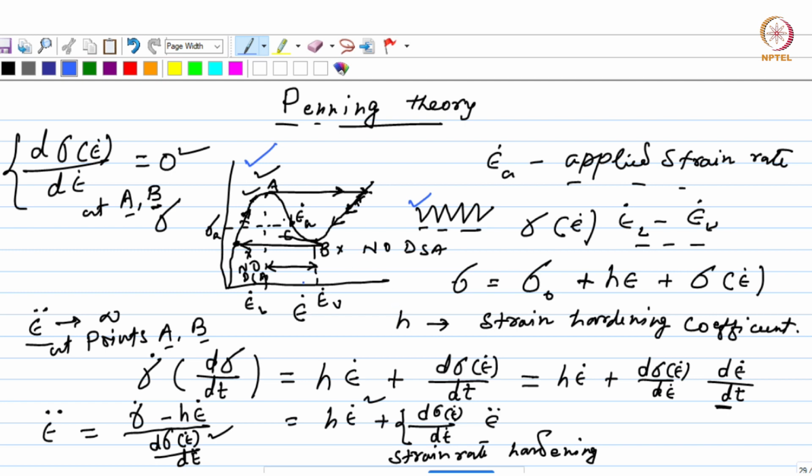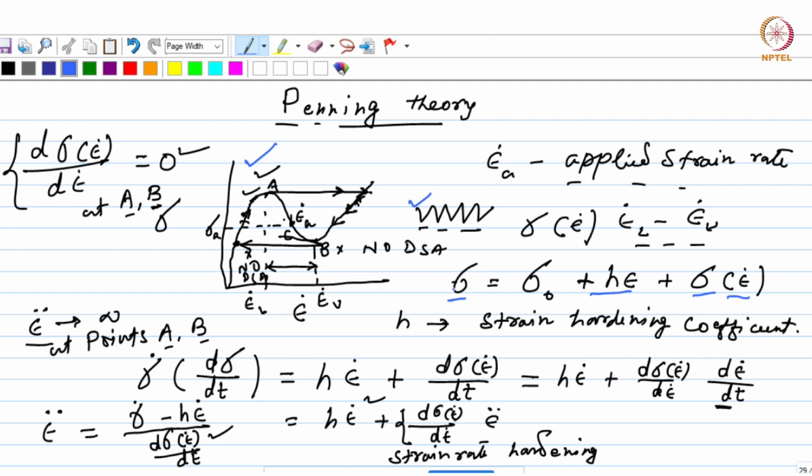Okay, so what he said is that first of all, you can consider the flow stress to be consisting of these two parts. One coming from the strain hardening, and the other, of course, is the strain rate dependent stress. So that's about the strain rate hardening, right?